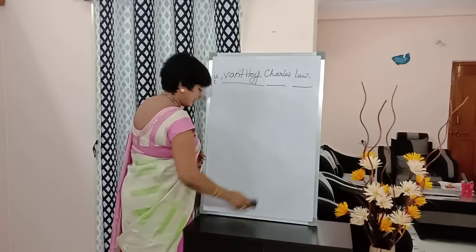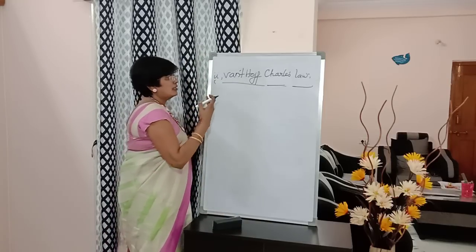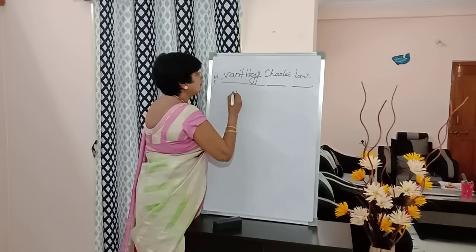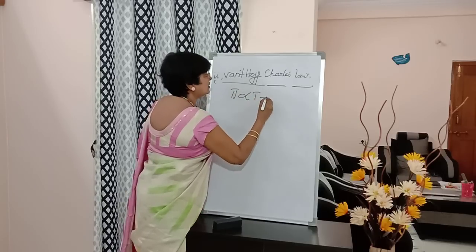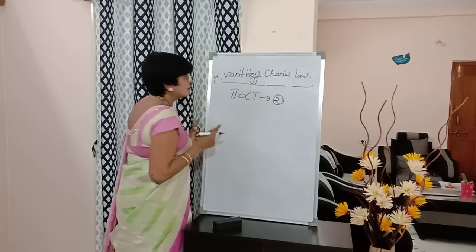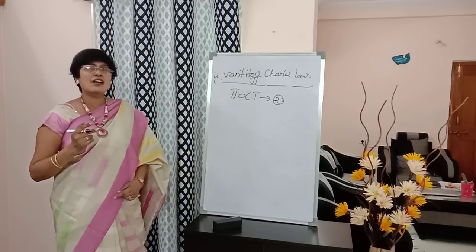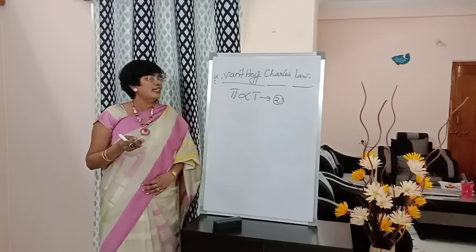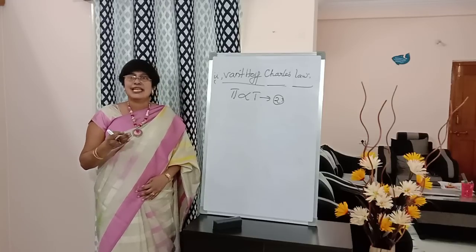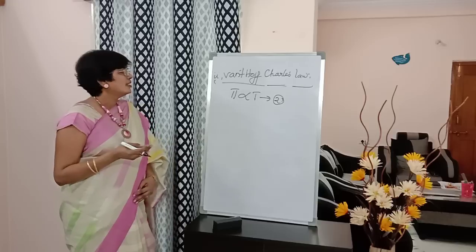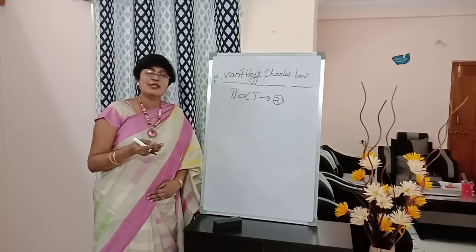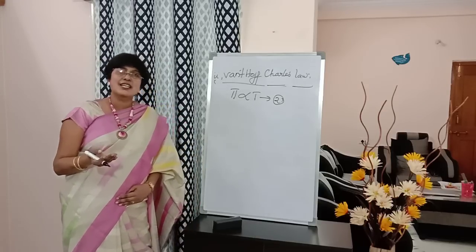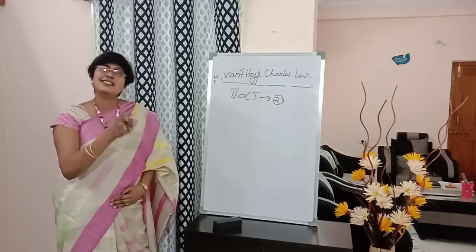Write down the expression. Pi proportional to T. Give this equation number 2. Okay. So first law is pi proportional to 1 by V. Second law is pi proportional to capital T. Fine. So in both the statements, or in both the expressions, we have seen on the left side there is pi.